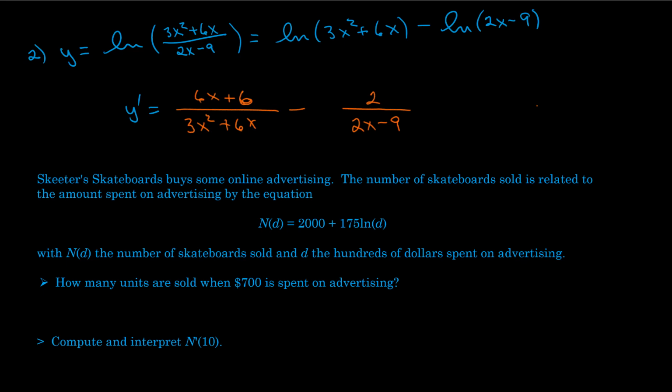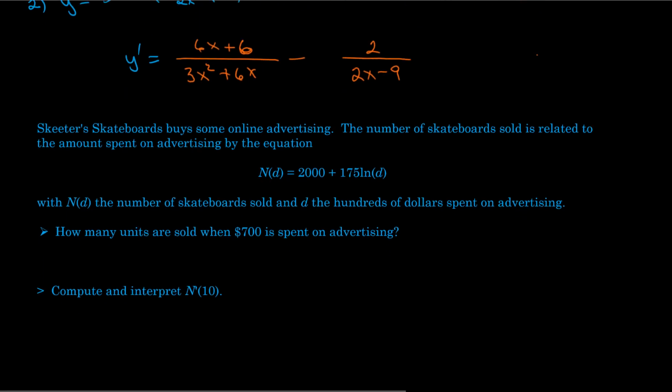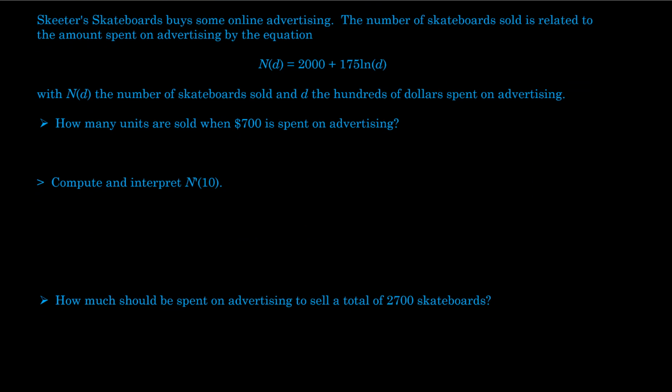Okay, let's take a look at an application here. Skeeter Skateboards buys some online advertising. The number of skateboards sold is related to the amount spent on advertising by the equation n of d is equal to 2,000 plus 175 times the natural log of d. Now, first notice, n of d is going to be the number of skateboards sold.